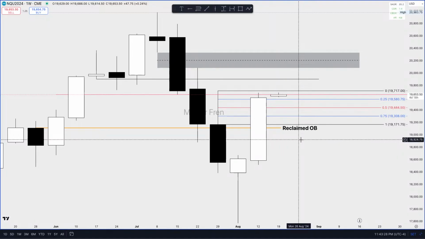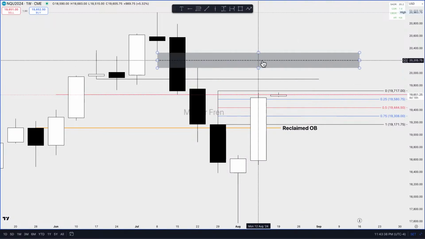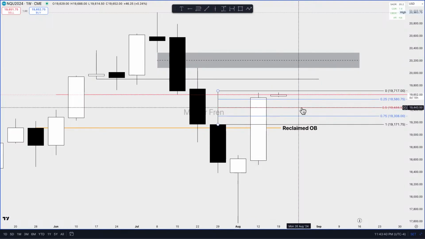Now, I'm going to say this. We are at equilibrium, okay? So it can basically go either way. But just like ICT says, gun to my head, I would like to see price maybe go which way, right? I'm looking like it's up.